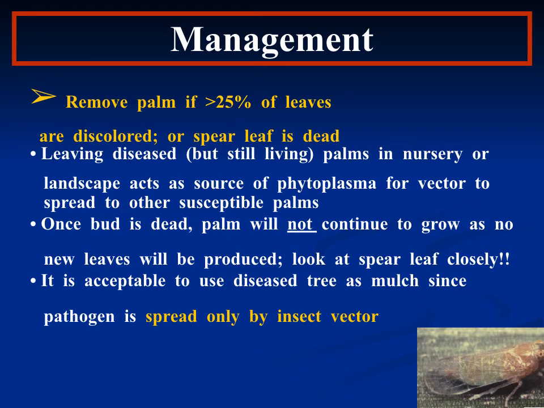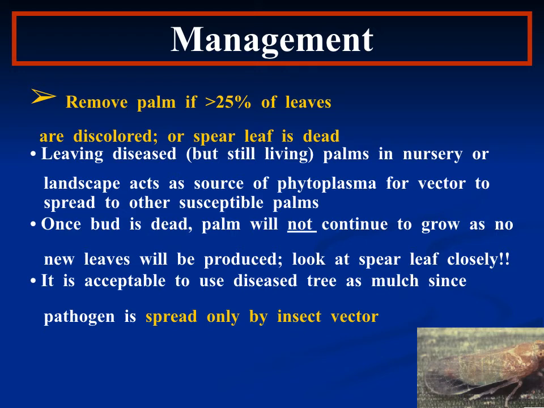All right, management. Remove the palm if more than 25% of the leaves are discolored or brown, or the spear leaf is dead. If the spear leaf is dead, there's no sense doing anything, drilling into the trunk to confirm it, or for that matter, any kind of treatment. It is not merely dead, it's most sincerely dead.